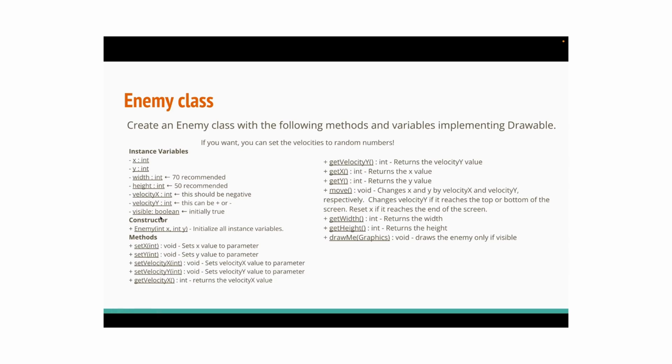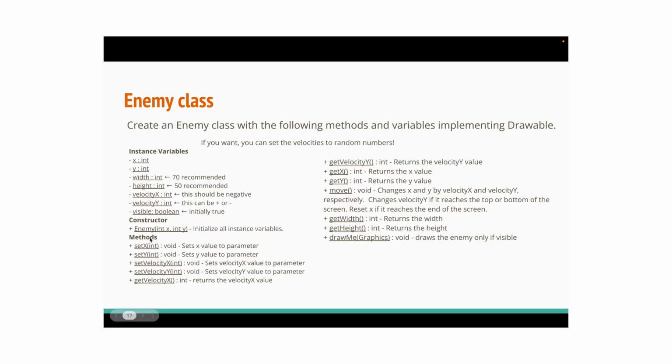Then you are going to create a constructor, and all it's going to take is int x and int y. So obviously you're going to assign the value of this x to int x, the value of this y to int y, but all of the other variables are just going to have default values that are set up. For example, 70 is recommended for width, 50 is recommended for height, boolean visible is going to be initially true, and so on.